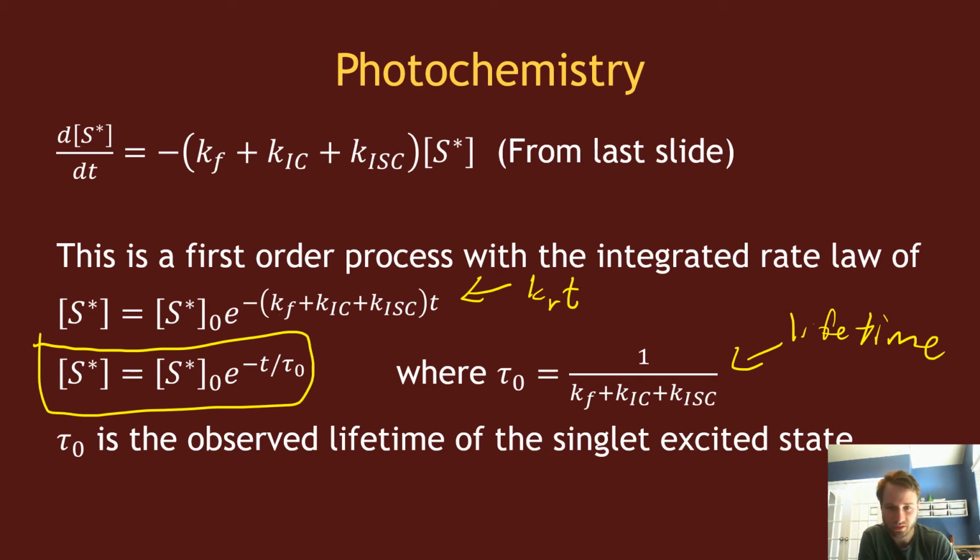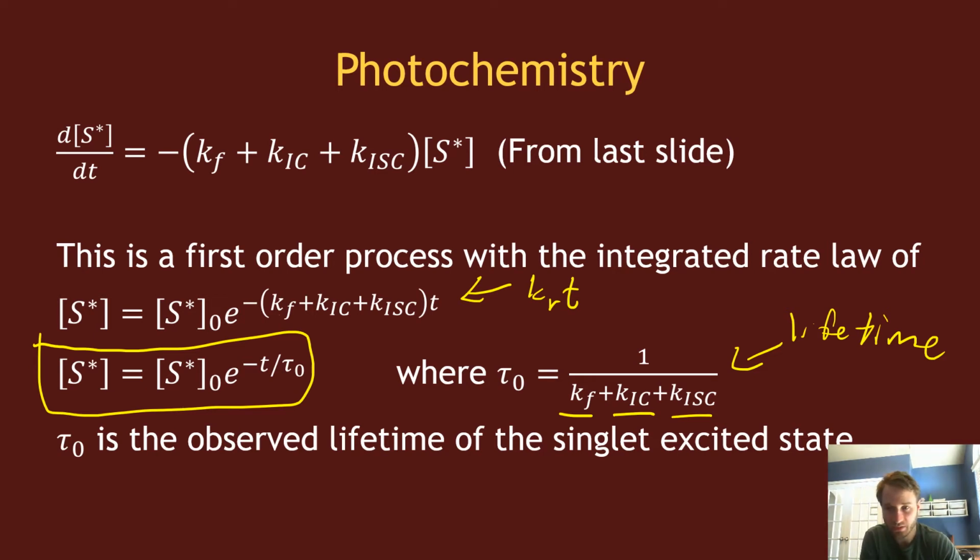Right, the effective rate constant is the sum of those rate constants. So it's very simple, kind of familiar kinetics. Often when you read in a paper about the lifetime of an excited state, that lifetime is determined by the rate constants of these different processes: fluorescence, intersystem crossing, and internal conversion. And sometimes some of these might be more dominant than the others.